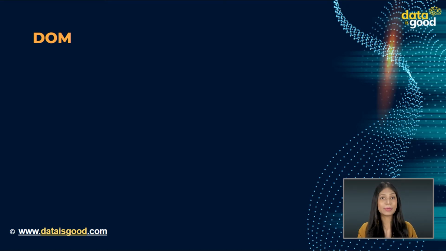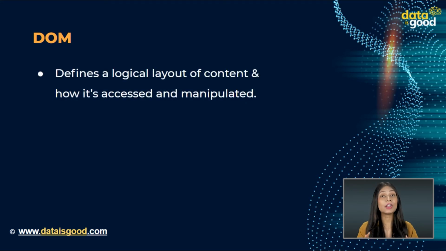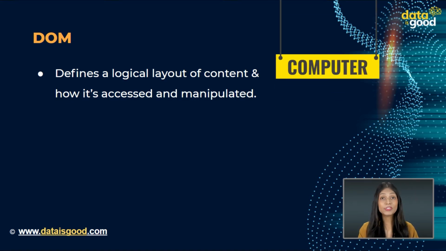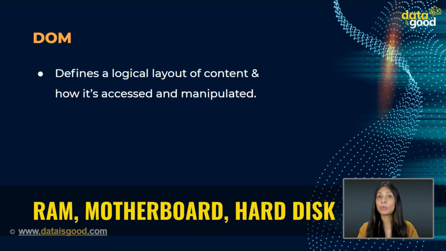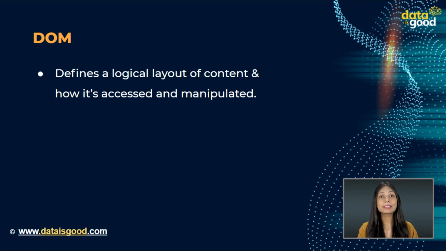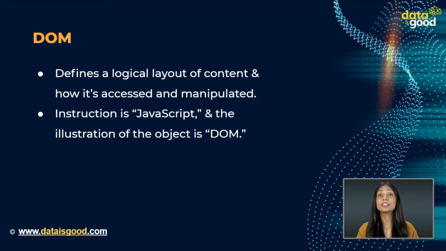Well, it is an API, that is Application Programming Interface, that defines a logical layout of content and how it is accessed and manipulated. If the web page is a computer, then DOM would have parts like RAM, motherboard, hard disk, etc. Programmers can write instructions to integrate these parts and make it run. Here the instruction is JavaScript and the illustration of the object is DOM.